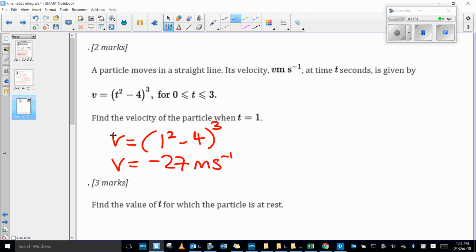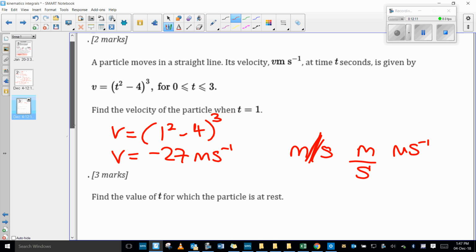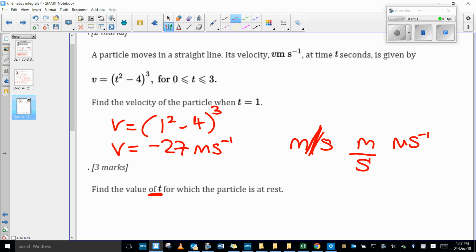Right, next one says find the value of t for which the particle is at rest. Well, what does that mean? Zero. What's 0? The velocity. So if something is not moving, it's got no speed, has it? The velocity is 0.